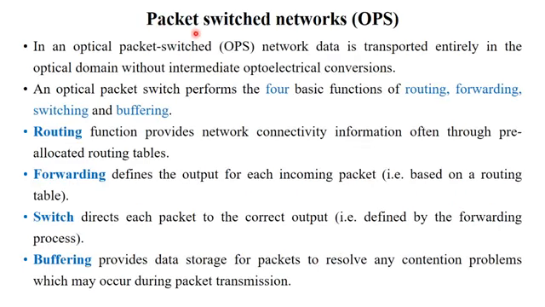The second one, packet switched networks, also known as OPS. In case of OPS, there will be no dedicated connection from source to the destination. So it is considered that the data will be transmitted in the form of packets, and each packet will have a sequence number, and those packets can take different paths to reach the destination. When it reaches the destination, based on the sequence number, it is going to arrange them and decode them to get the necessary information.